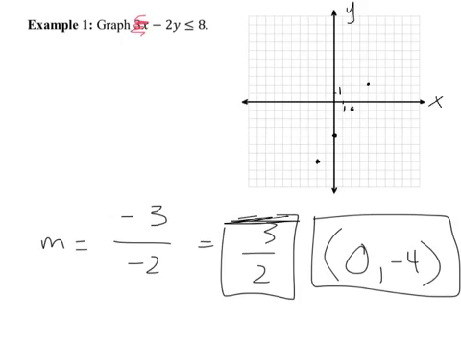Now remember, if you need to, use your ID card to make a straight line. It might help you. I'm going to do my best. Okay, so that's what our line is going to look like. Why did I make it a solid line again? Because it's less than or equal to.